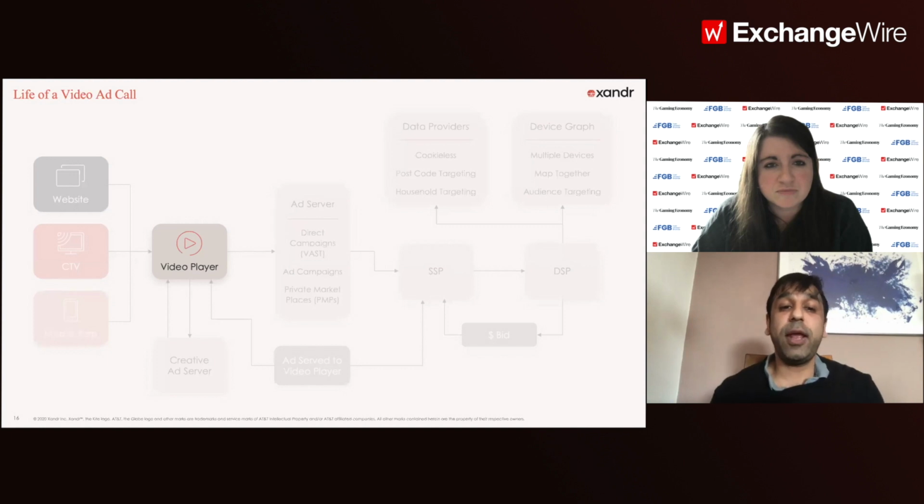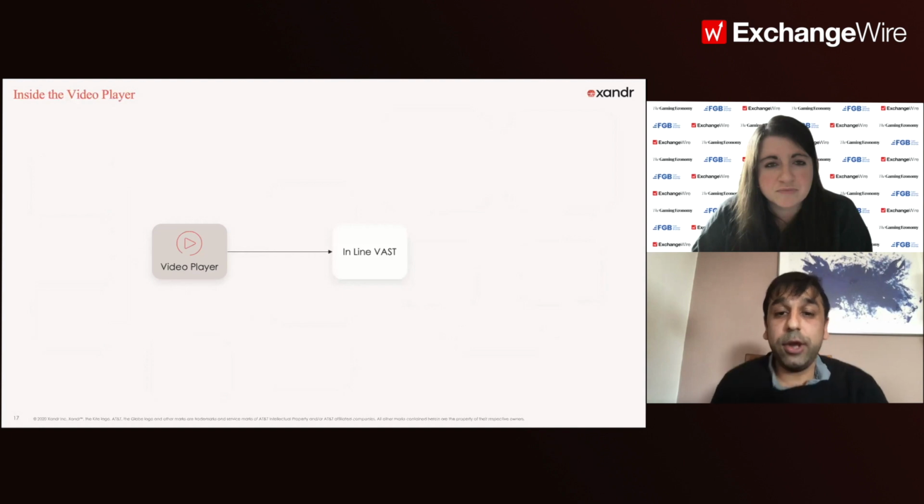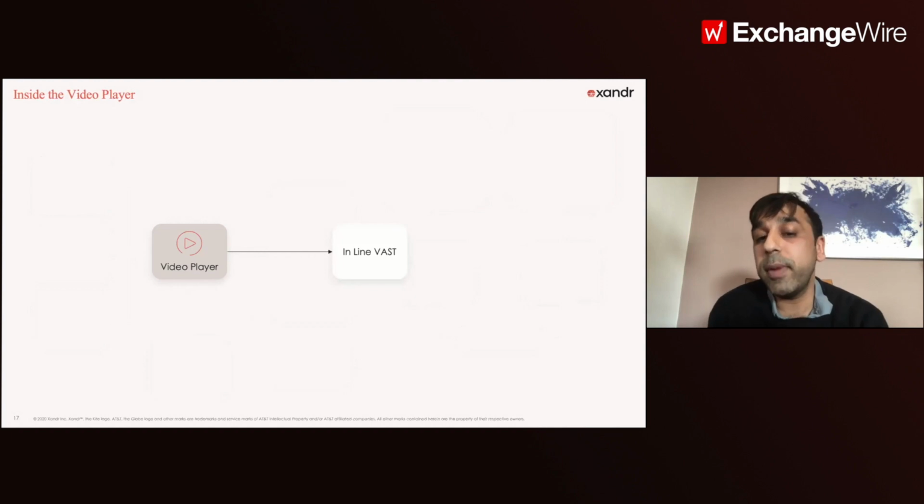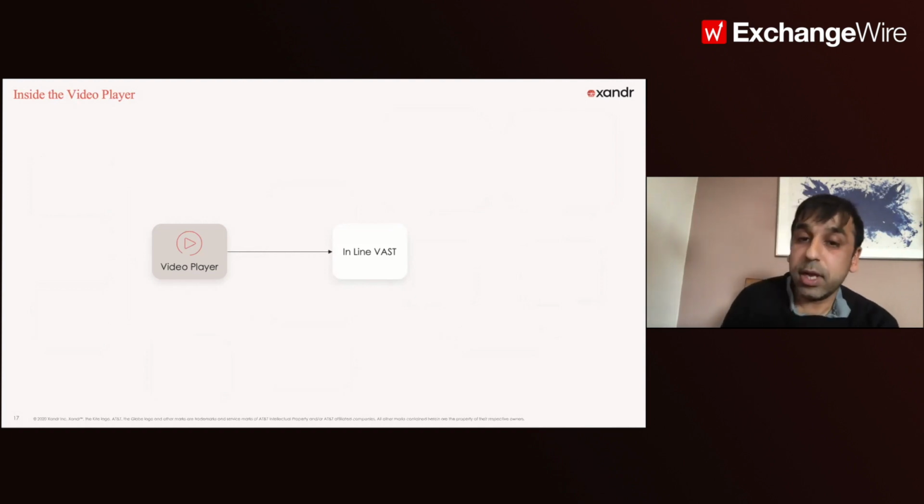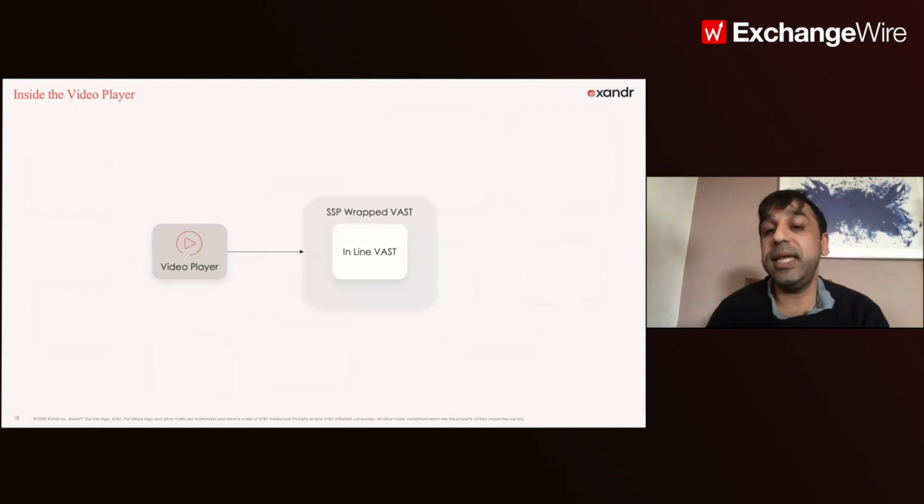So first of all, the video player has received the VAST document. Let's look at what that looks like. So in the VAST document, there's lots of different sections. And one of the most important sections is what we refer to as the inline VAST. So the inline VAST contains instructions and trackers and a link to the media file, but I'll talk about that in just a moment. But the inline VAST isn't all there is in that one VAST document. The inline VAST is further wrapped in the SSP's own VAST. So there's only one VAST document, but it's got different sections.